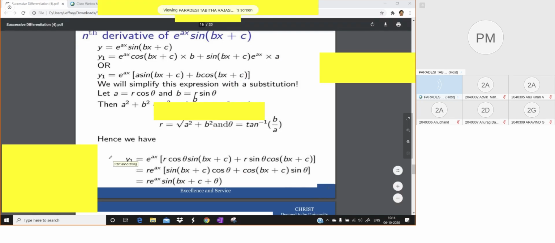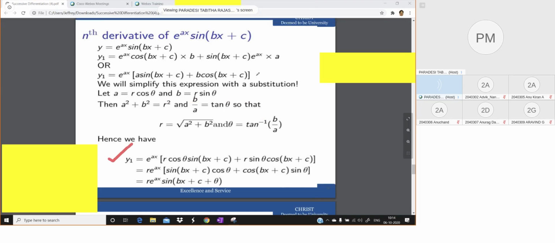Okay, now once you have simplified your y1, this is where we stopped and this is where we went for substitution. Now that you put your substitution, e power ax you write as it is, but wherever a is there, put an r cos theta, wherever b is there, put an r sin theta. So you can see that r is common in both the terms, so you brought your r ahead, r into e power ax as it is outside.